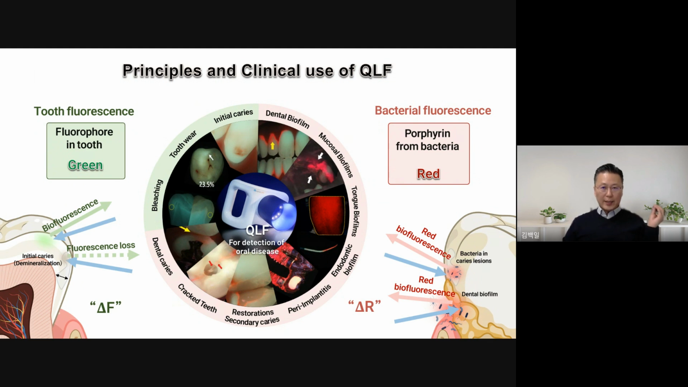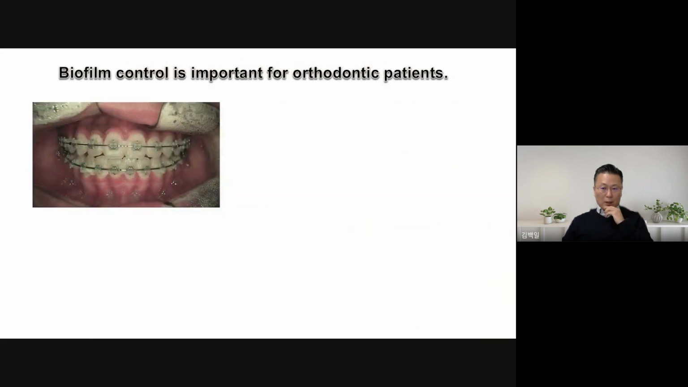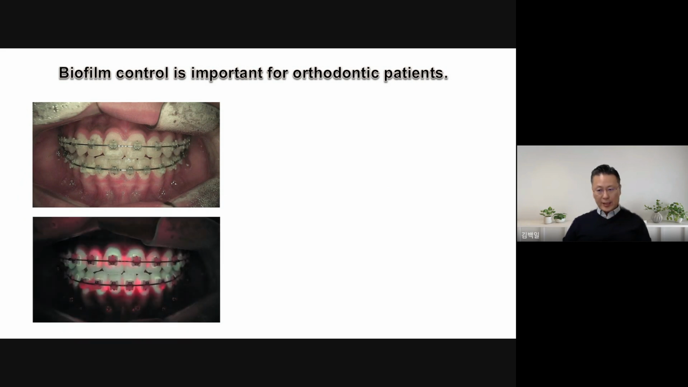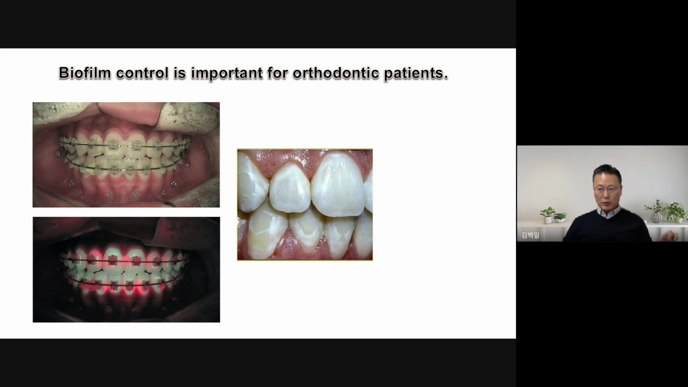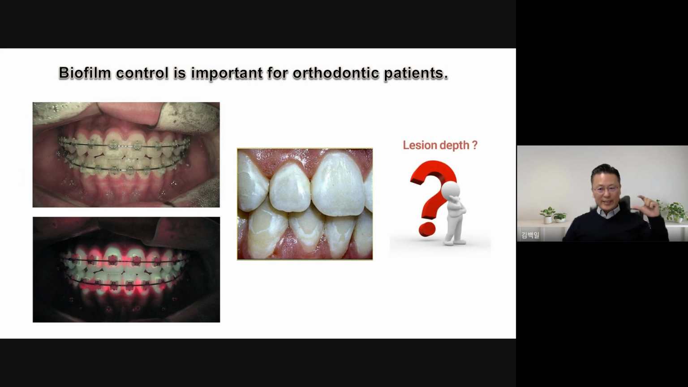Also, bacteria can easily penetrate the microchannels beneath the enamel, so we can detect the red fluorescence from the early caries lesion. This is very important. Orthodontic patients are prone to contact caries, so we can easily detect the red fluorescence from around the bracket. After removing the bracket, we can detect the white spot and the early caries region. So we want to know the real lesion depths of the white spot.